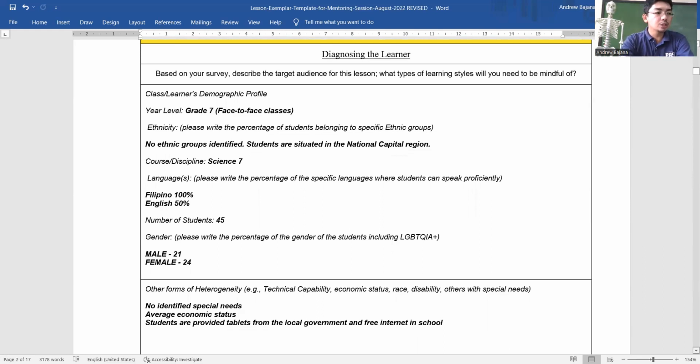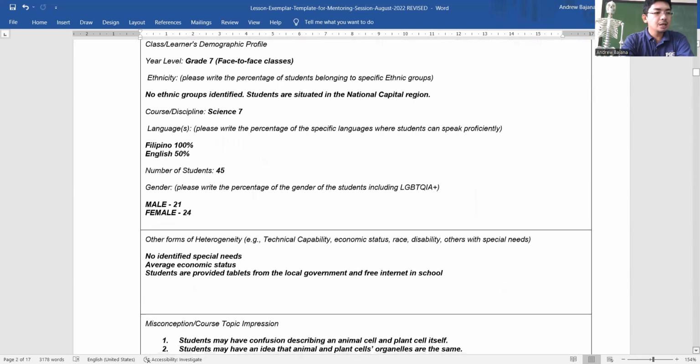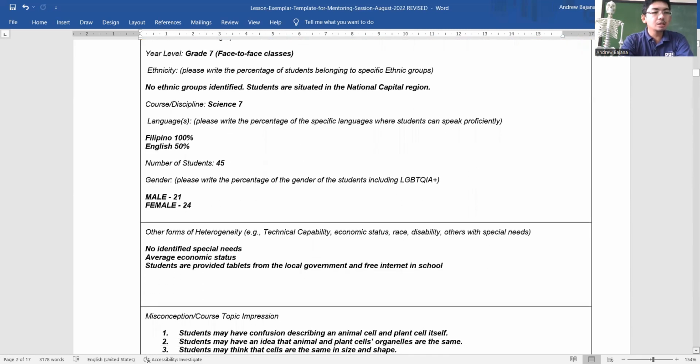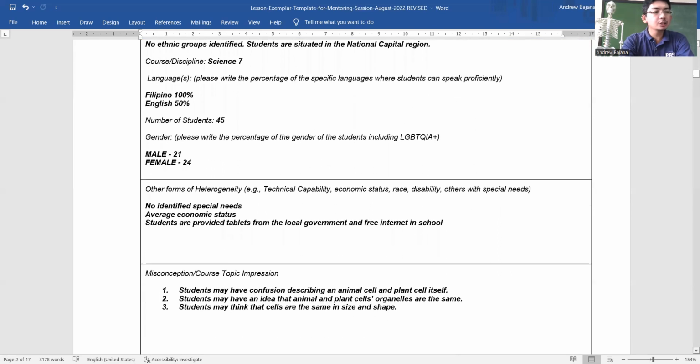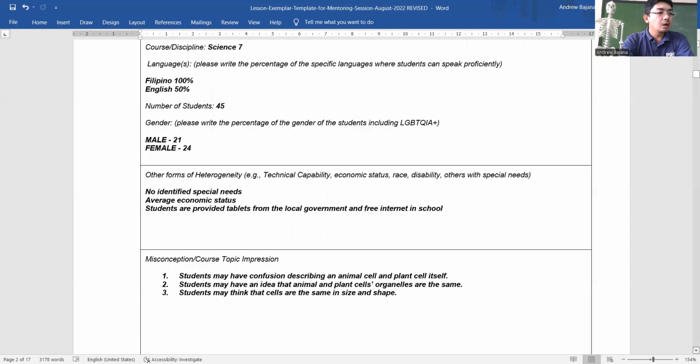Number of students is 45. Gender: male 21 and female 24. Other forms of heterogeneity: no identified special needs. Average economic status of students, and students are provided tablets from the local government and free internet in the school.